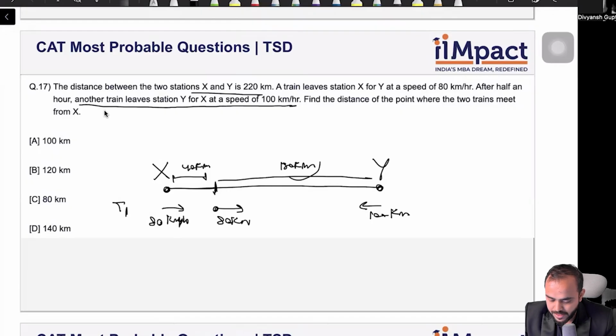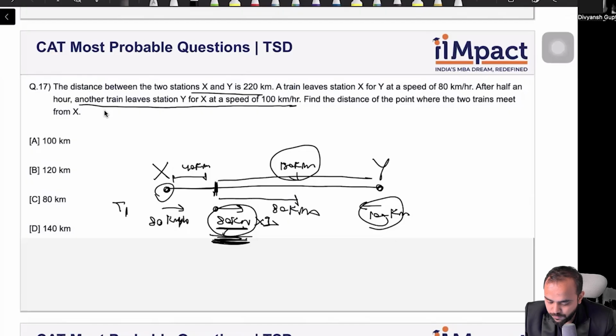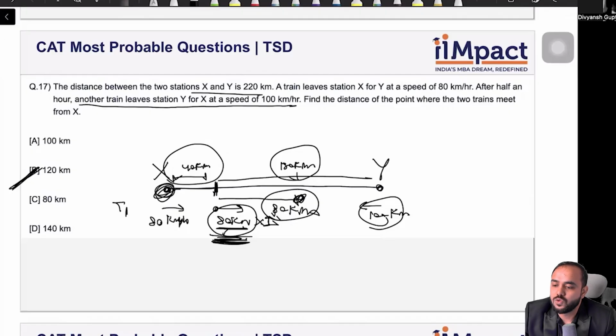You have to cover 180 kilometers at a relative speed of 80 plus 100, which is 180 kilometer per hour, which means that you will travel 1 hour more after this. So in that 1 hour, this train T1 will travel how much distance? 80 into 1, which is going to be 80 kilometers. So the distance from X of the meeting point is going to be 40 plus 80, which is 120 kilometers. So answer for question number 17 is B.